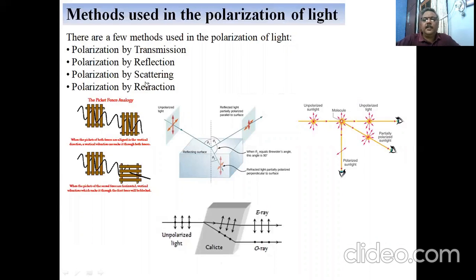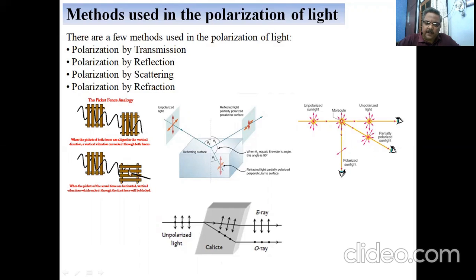And this polarization can be done by 4 methods. First is transmission, then reflection, scattering, and refraction. See, by transmission, what we mean is, if we have two vertical slits and we pass a rope, we see that there are vertical oscillations. These pass through both the vertical slits. If we turn this slit and make it horizontal, and the vibrations are the same, they will pass through this vertical slit, but will not pass through this horizontal slit.